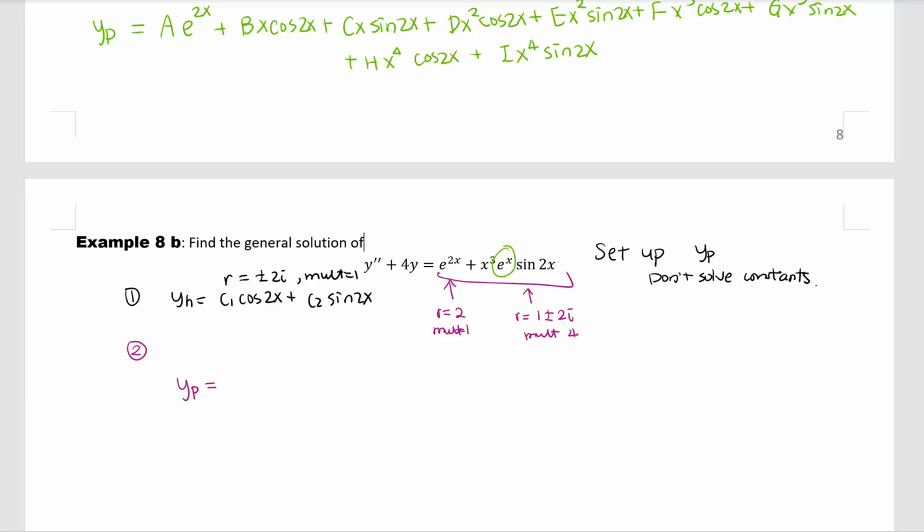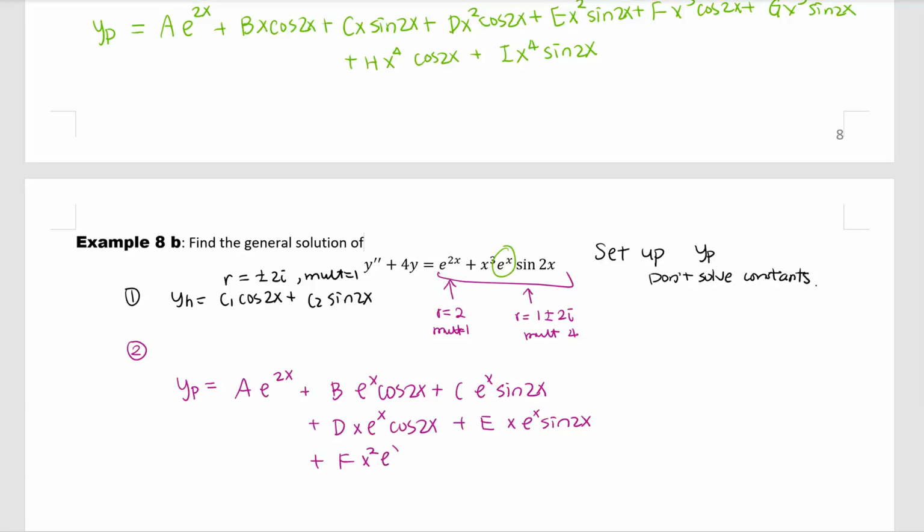So when you set it up, you get a e to the 2x plus b e to the x cosine 2x, c e to the x sine 2x, and d x e to the x cosine 2x because it's a repeated root, e x e to the x sine 2x, and so on: b, c, d, e, f, g, h, I.